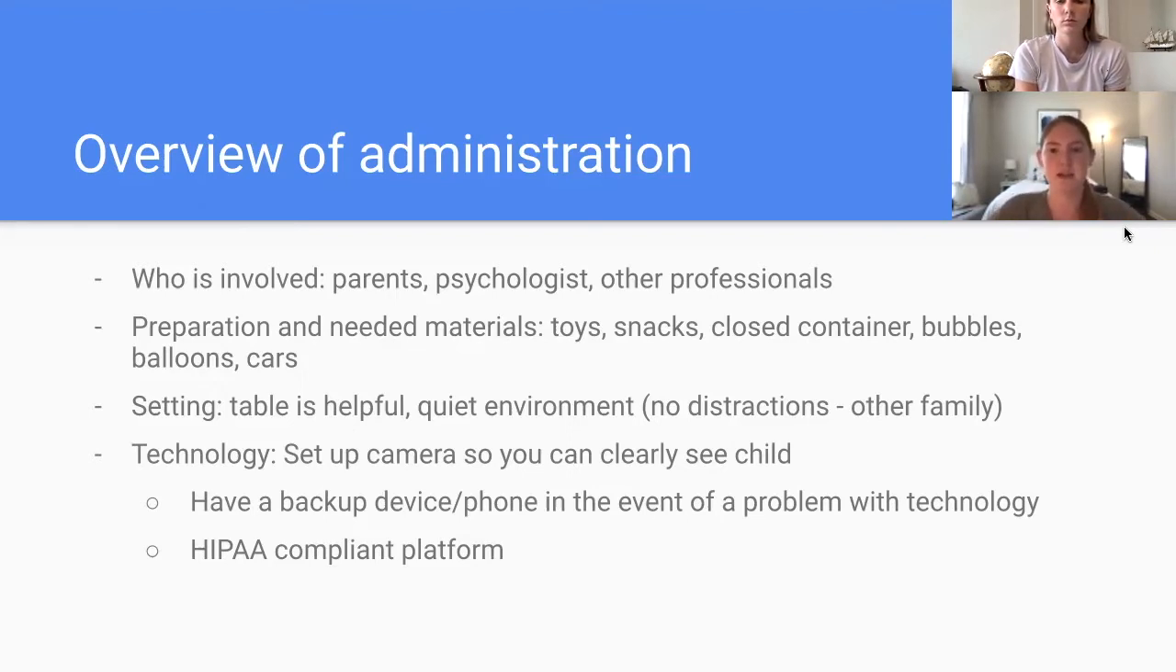So who's involved? It's parents, a psychologist generally, or other professional, and we'll talk a little bit more about that later on. And there are several things that are needed for this assessment. Those administering will ask the parent to provide about 5 to 6 toys for the child to interact with, a snack, a clear closed container, like a Tupperware container, bubbles, and then something like a balloon or a car or a ball, something that's considered a ready, set, go item.